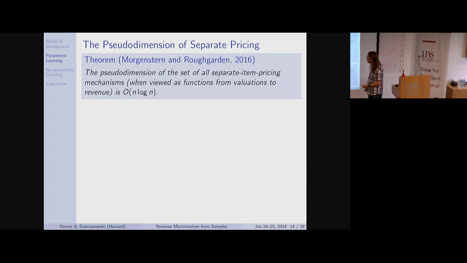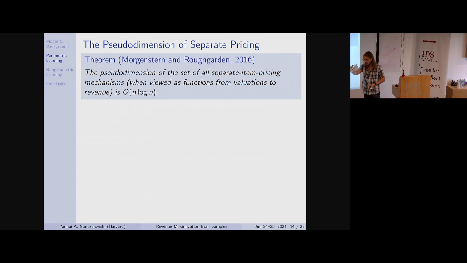Yeah. So in order to utilize Moshe's beautiful result of the 1/6 approximation, I want to prove to you that the pseudo dimension of the set of all separate item pricing mechanisms, when viewed as a function from valuations to revenue, is O of n log n.